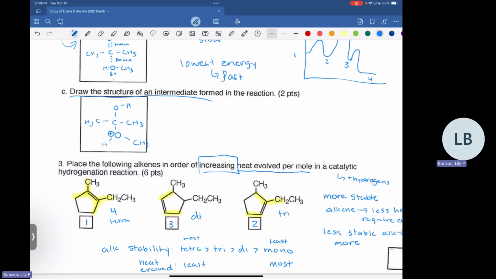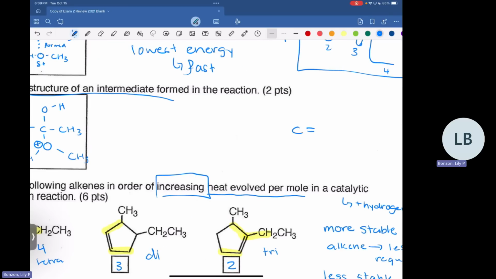So for alkene substituents, it's just going to be the number of carbons that you have attached. So if we look at something like this, we wouldn't count the hydrogens, we would count the carbons. So this one would be di-substituted. So it's just the carbons that are bonded to it.